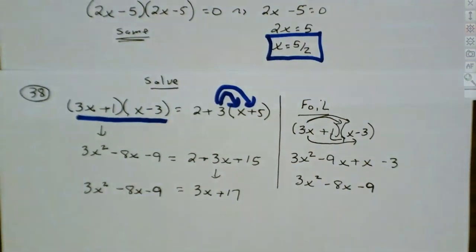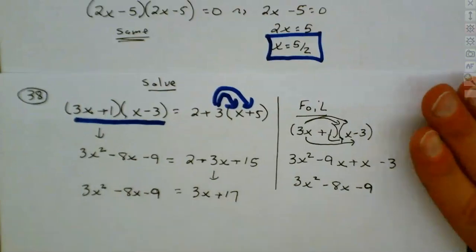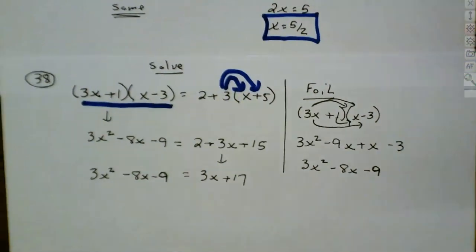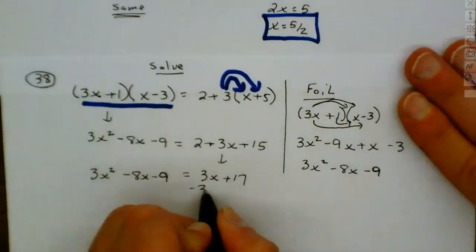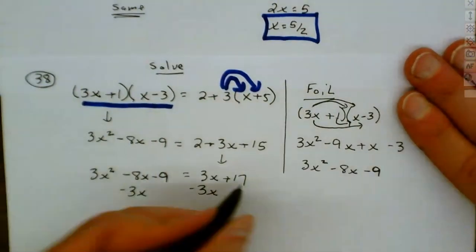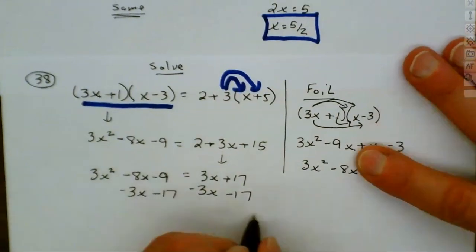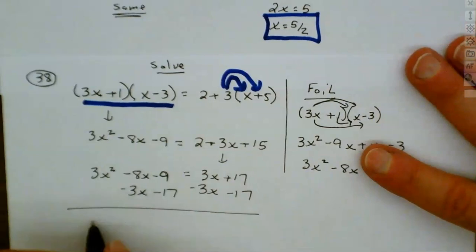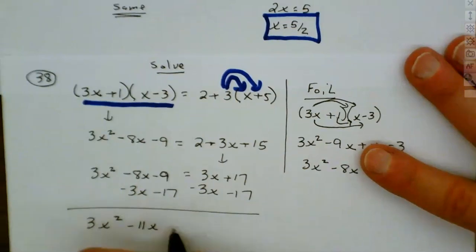And I only gave you a couple of them like this, where you have to FOIL. And now what do we do? Okay, now what we do is we look at this again as an equation to solve. Well, what does it need to be equal to? 0. So we're going to move that 3x over. And we're going to move that 17 over as well. And that gives you now 3x squared minus 11x minus, when you put those together, 26, and that equals now 0.